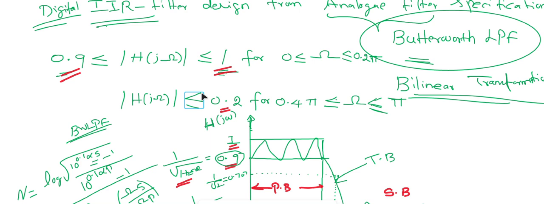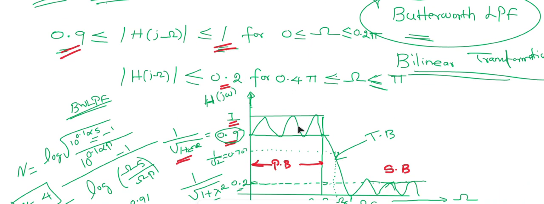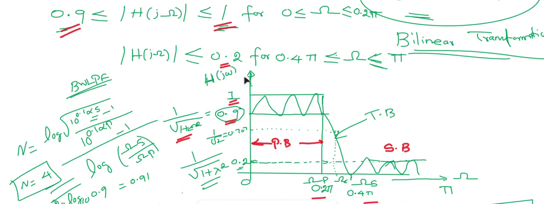Good morning, students. In this session, we'll discuss how to design a digital IIR filter from analog filter specifications. The two popular analog filters are the Butterworth low pass filter and the Chebyshev filter. For the given specification, first you should be able to draw the frequency response of the Butterworth low pass filter. So this is the frequency response of the Butterworth low pass filter.